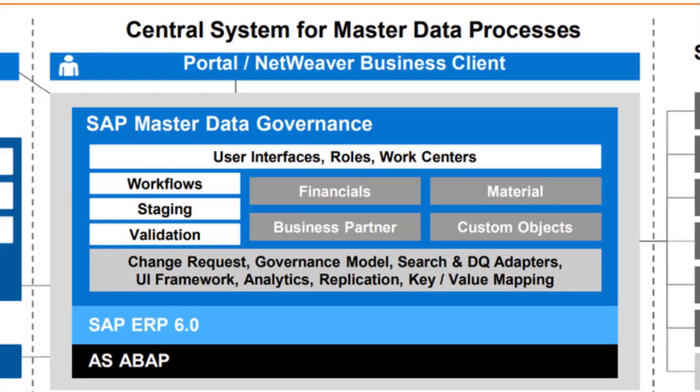Similarly, when a customer purchases an MDG license, they will get a few master data objects out of the box. What are they? Material, business partner, finance. This is a high level categorization. And if they want to have other master data which is not out of the box, they have to build a custom object. So is that clear now? Yes, sir. So now this is about master data out of the box versus custom.